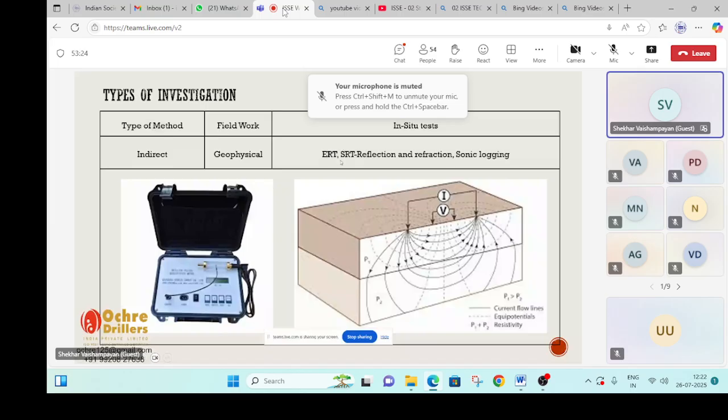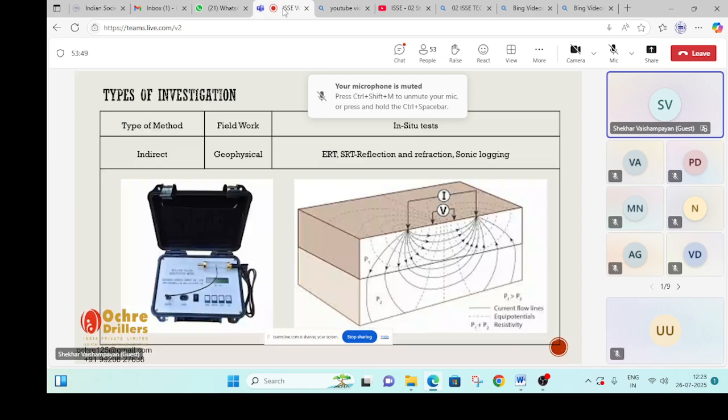But ERT will become ineffective, particularly when you have a high water table or after rains, because after rains the whole thing will become saturated, and the voltage will drop down to a very low value, so resistance will become very low. Therefore, ERT is done pre-monsoon more reliably. Post-monsoon, it is not advised.